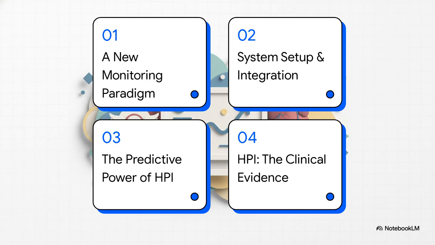First, we'll explore what makes the HemoSphere a whole new paradigm in monitoring. Then we'll get our hands dirty, so to speak, with the practical side of systems setup. After that, we'll dive into what is truly the game-changing feature, the predictive power of the Hypertension Prediction Index, or HPI. And to wrap it all up, we'll look at the solid clinical evidence that backs all of this up.